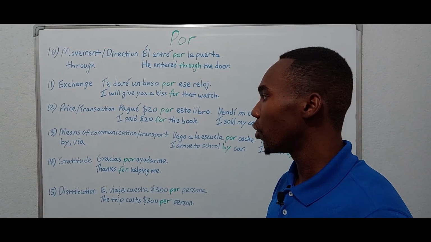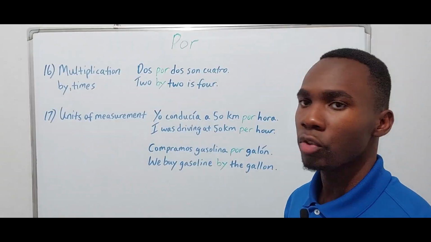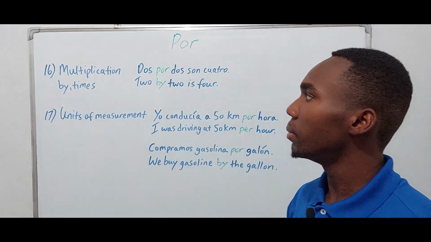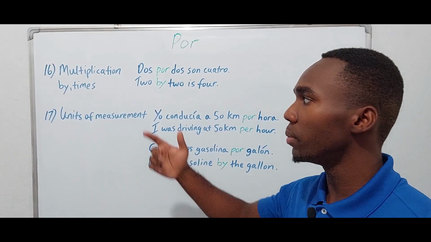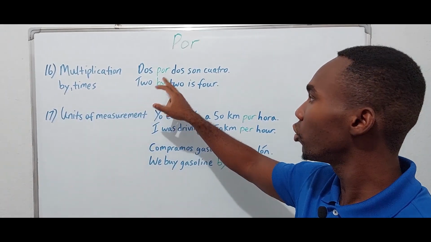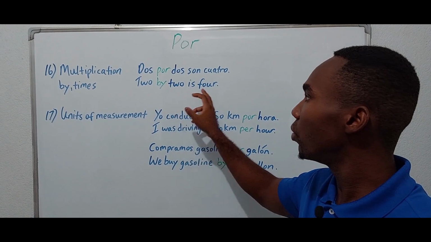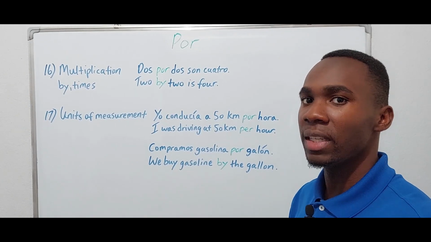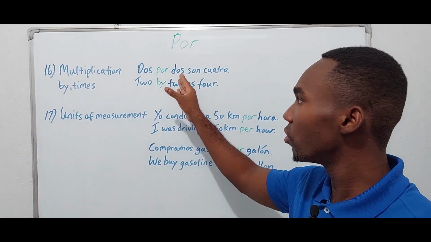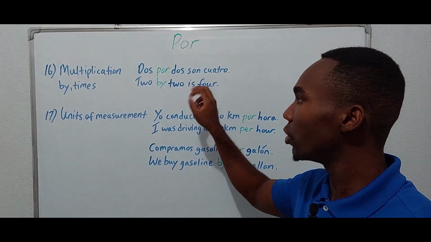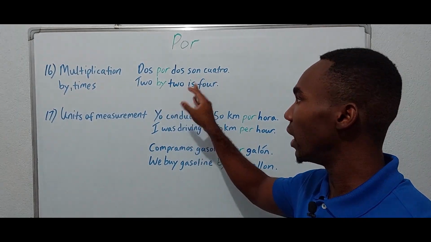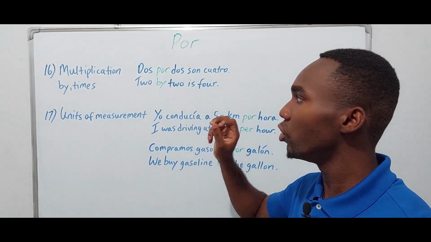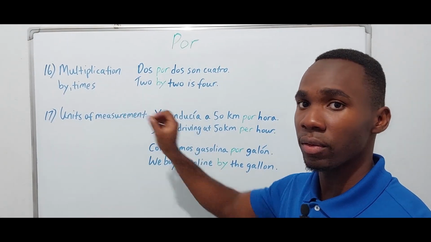All right. So we continue. So we move on to the final two uses of por, right? 16, multiplication. And in this case, por is going to be by or times. So dos por dos son cuatro. 2 by 2 is 4. Now you may see son and say, well, shouldn't that be es? But you don't have to be literal with the Spanish, right? So you know it's plural, so dos por dos son cuatro would translate as 2 by 2 is 4, right? 2 times 2 is 4. So we're going to use por when it comes to multiplication, okay?